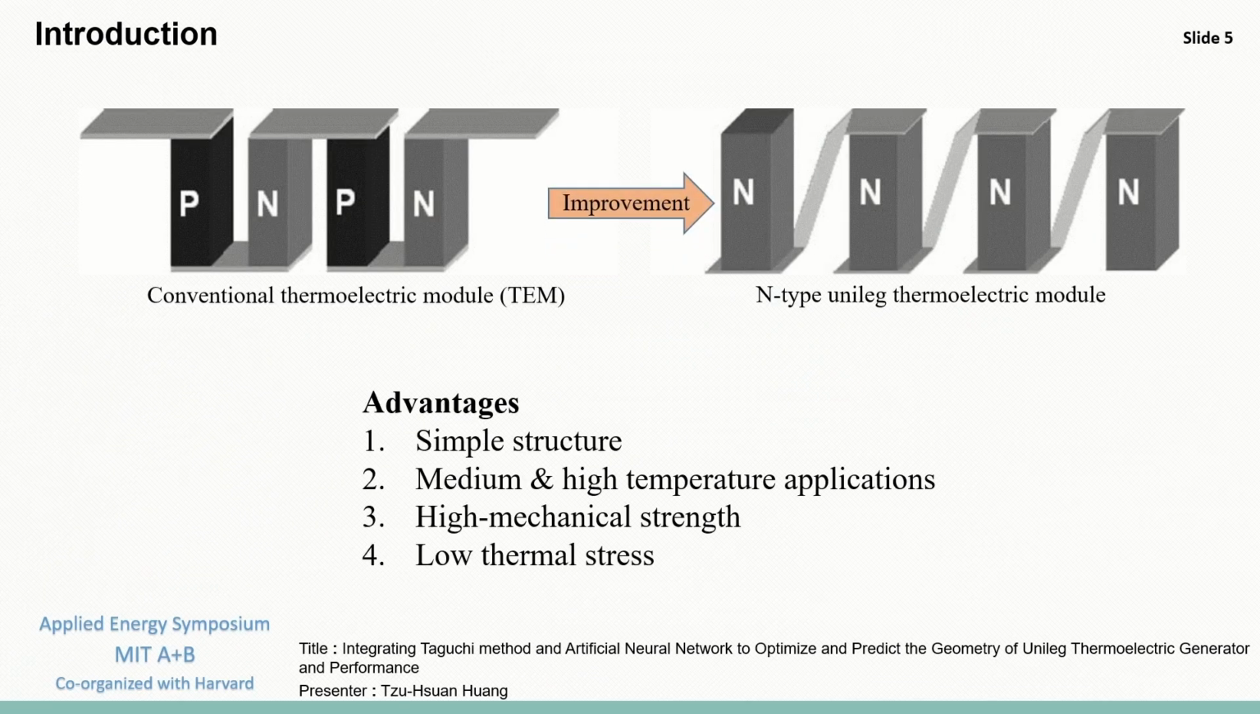In the application of flue gas waste heat with a conventional thermoelectric module, the gas can raise the TEG hot side temperature from room temperature to above 600K in a short time. As a result, thermal stress is generated and will destroy the TEG. So the reduction of thermal stress in a TEG is needed. So we apply the unilateral TEG to improve the problem. The advantages of the unilateral TEG include a simple structure, usability in mid and high temperature applications, high mechanical strength and low thermal stress.